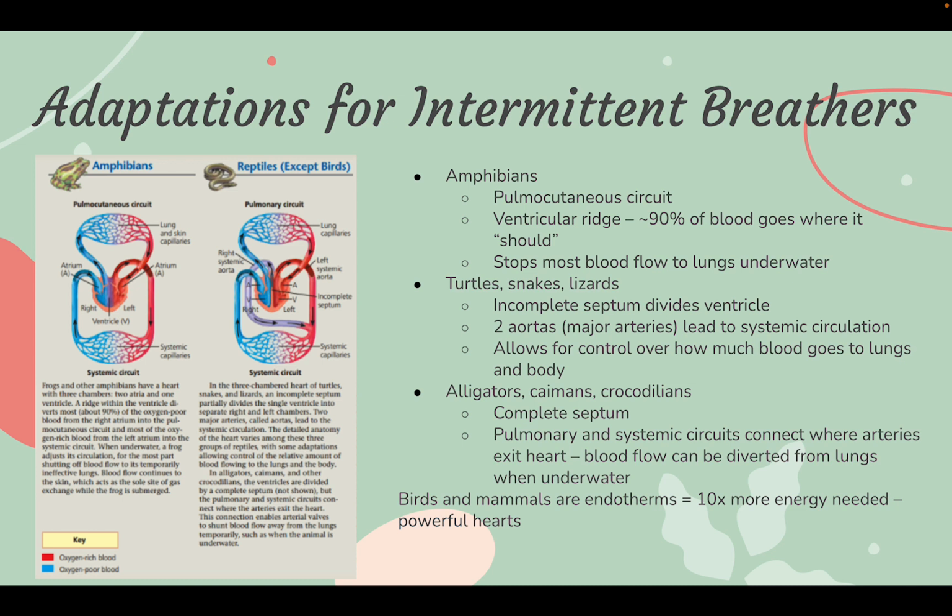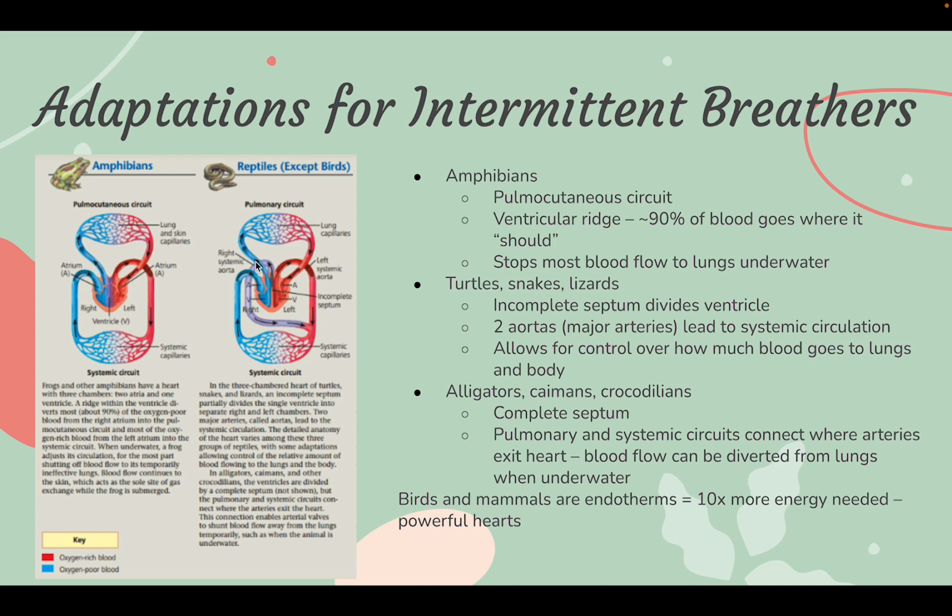In turtles, snakes, and lizards, there are also some adaptations. They have an incomplete septum, so it's more than a ventricular ridge, but it still doesn't divide the ventricle, doesn't divide the heart completely. So, there are two aortas that lead to systemic circulation.